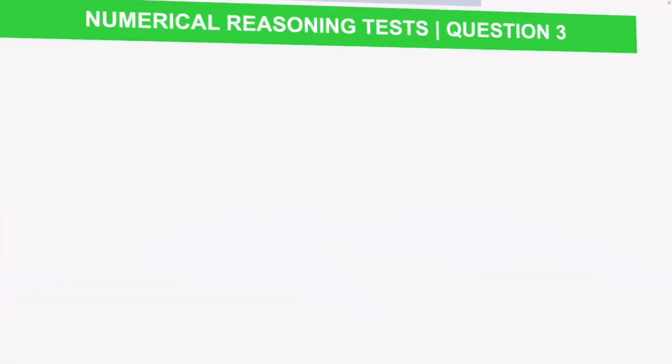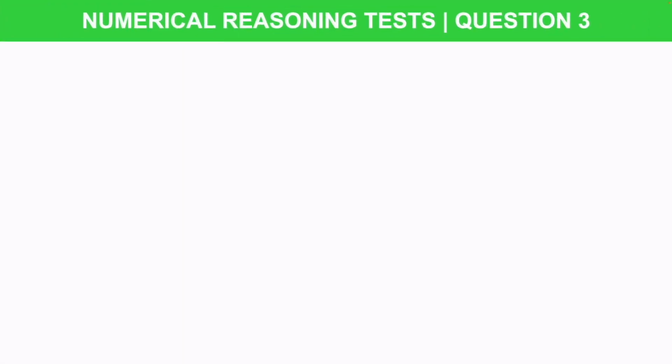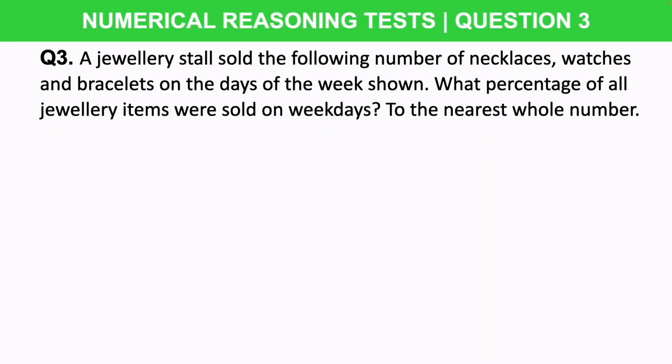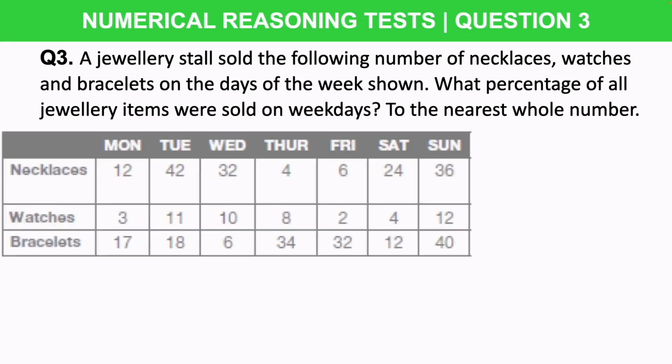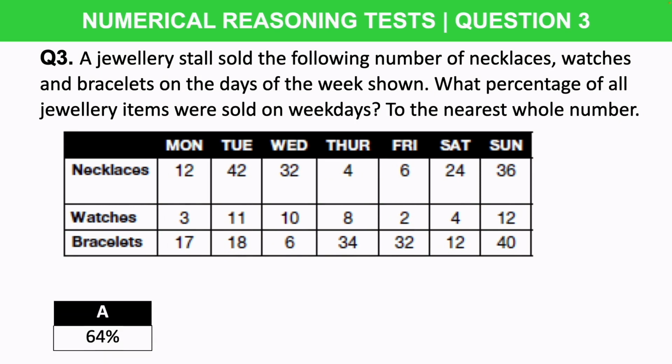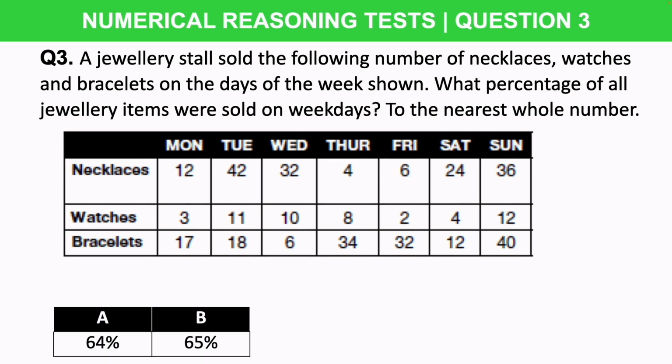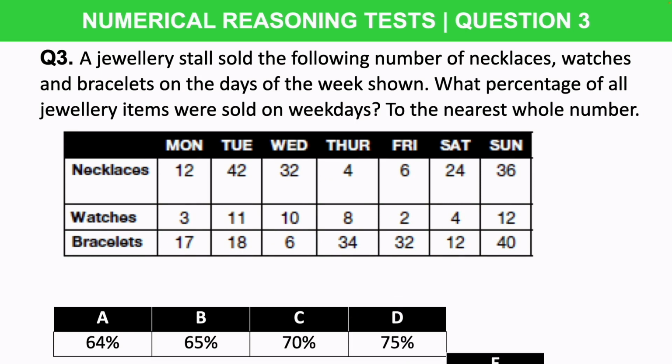Okay, let's up the difficulty a little bit and move on to a slightly different style of numerical question. So this is the question: a jewellery stall sold the following number of necklaces, watches and bracelets on the day of the week shown. What percentage of all the jewellery items were sold on weekdays to the nearest whole number? So here is that data. Is it A, 64%, B, 65%, C, 70%, D, 75%, or E, 76%?